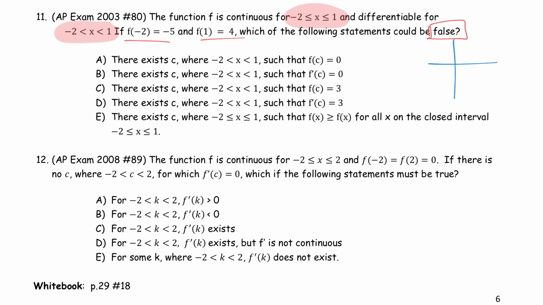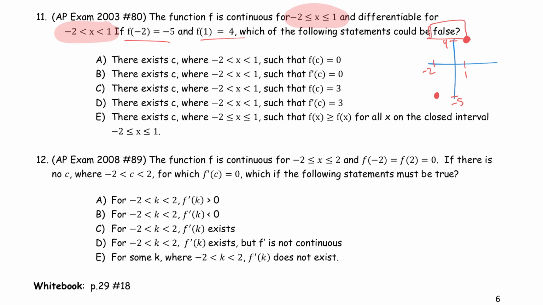Just to sketch it out, see what we're dealing with. So f of negative 2 is negative 5. Somewhere down here, negative 2, negative 5. And then f of 1 is 4. So we've got this point up here. Okay, so let's see which of these could be false.